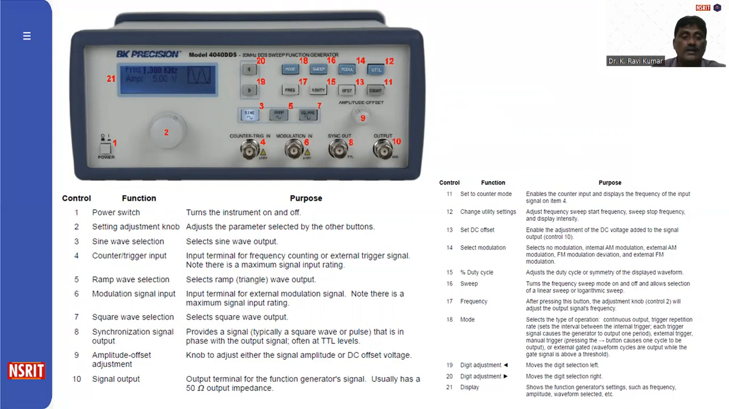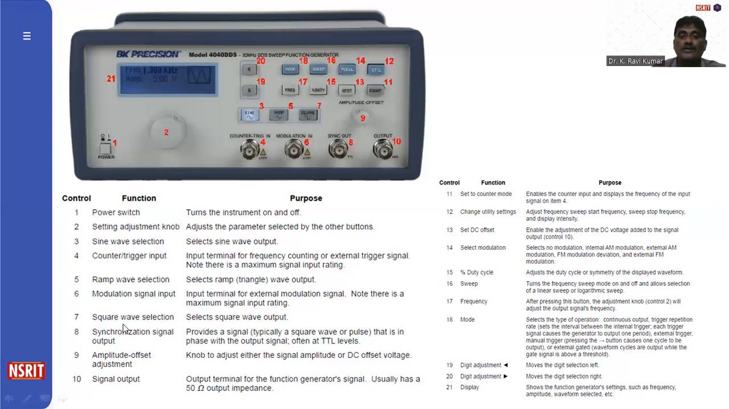The fourth one is counter or trigger input, the input terminal for frequency counting or an external trigger signal. Note there is a maximum signal input rating. The fifth one is ramp wave selection. By pressing the ramp wave button, we will get the ramp wave at the output. The sixth one is modulating signal input. The modulation may be in the form of AM, FM, or phase modulation.